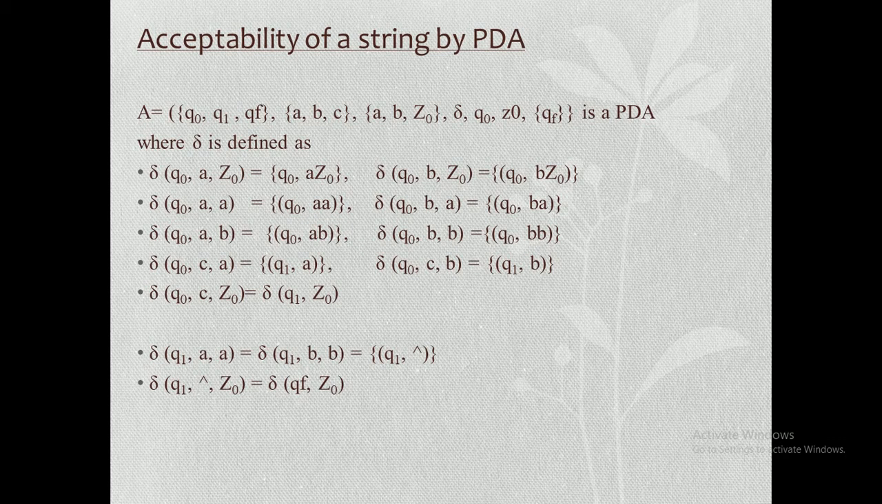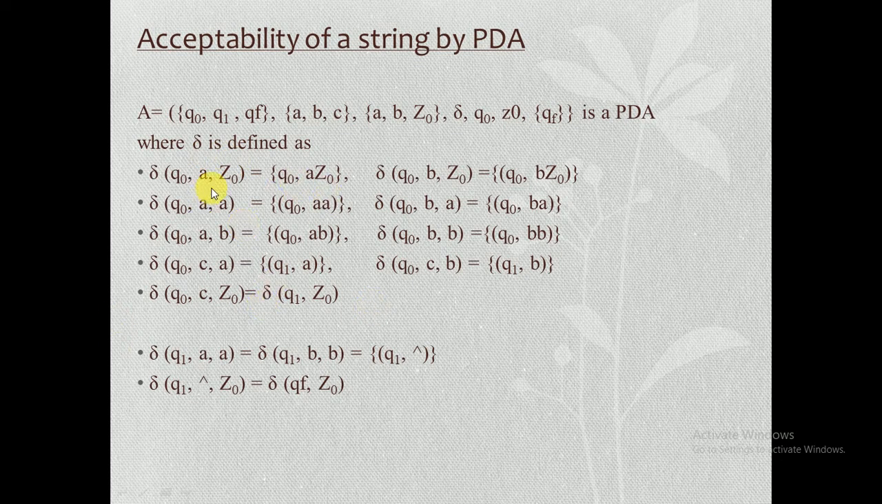So in case of PDA, first of all, you need to define all the 7 tuples. So here we have 3 states in case of Q, 3 input symbols in case of sigma, and 3 push down store symbols. Delta will be defined by these rules: Q naught initial state, topmost symbol, and your final state. Here delta is the transition function, it is defined by these rules.